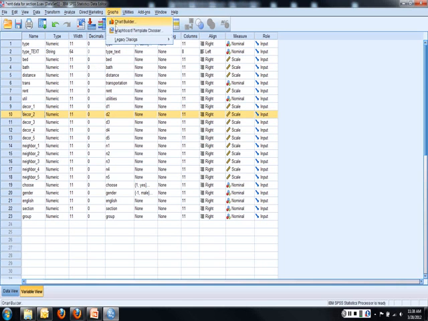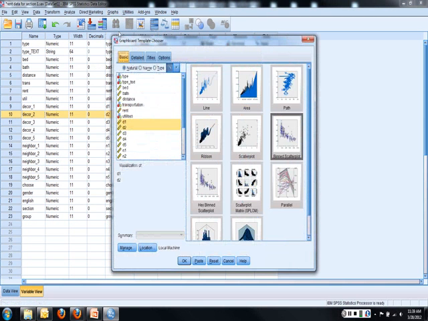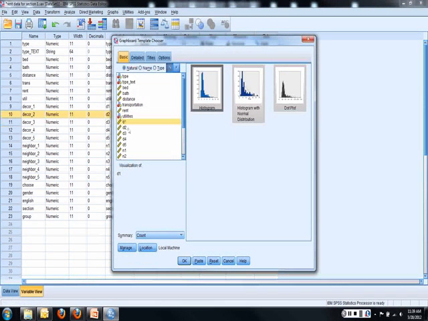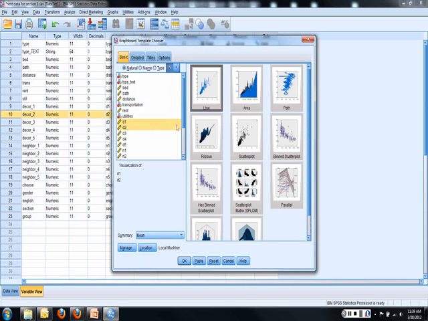The first thing that we can do is visualize the data using Graphboard Template Chooser. I've selected my two variables. SPSS recommends a series of different plots. I'm going to use a bin scatter plot, which is similar to what we were just looking at a second ago.